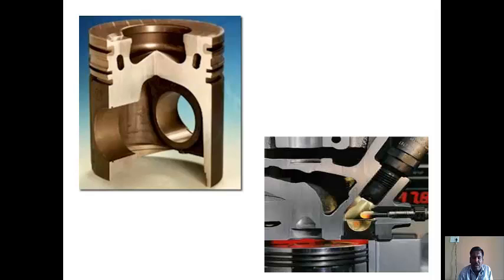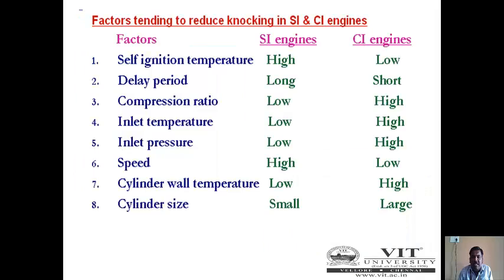The first one is the direct injection combustion chamber. It's an open type combustion chamber. The second one is the pre-combustion chamber. It's an indirect injection diesel engine. Now, the factors that produce knocking in SI and CI engines. Here I listed some of the more important factors.